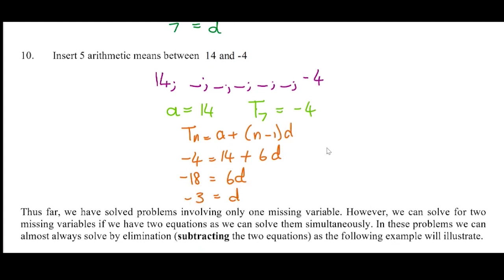So our arithmetic means are 14. If we add negative 3, we get 11. If we add negative 3, we get 8. If we add negative 3, we get 5. If we add negative 3, we get 2. If we add negative 3, we get negative 1. And lastly, if we add negative 3 to negative 1, we get negative 4. And those there are our arithmetic means.